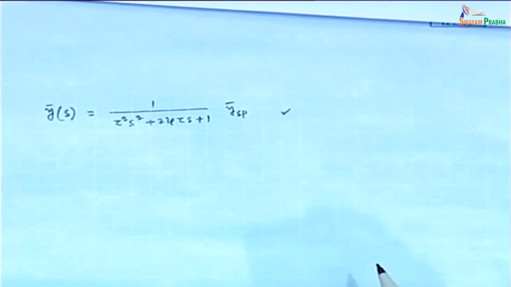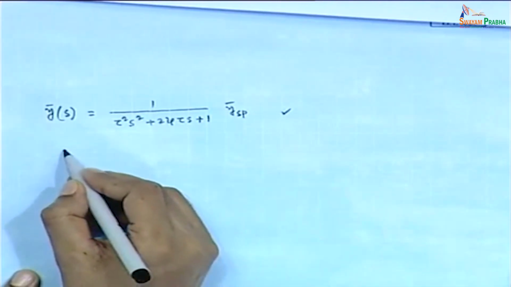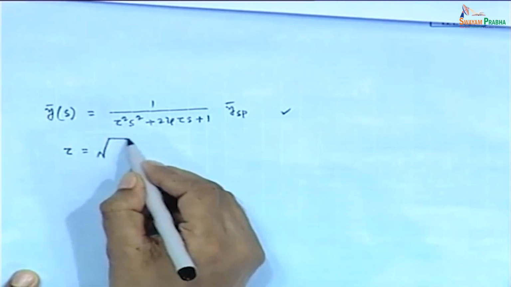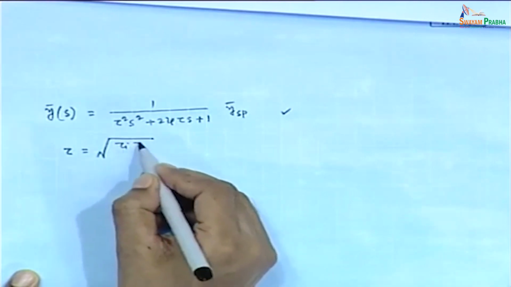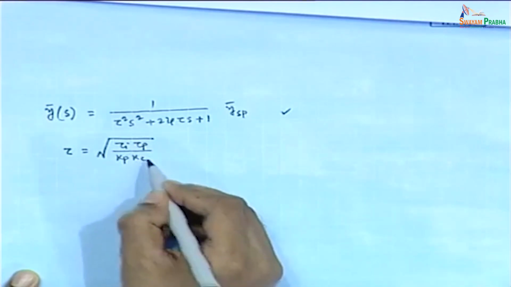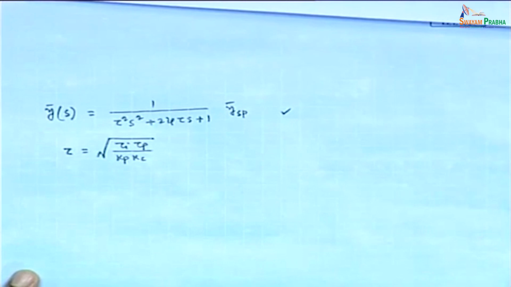First, we substituted all the individual transfer functions in the generalized form of closed loop transfer function. Then after simplification, we obtain this expression, where tau is root over of tau I tau P divided by Kp Kc, where tau has this relationship.